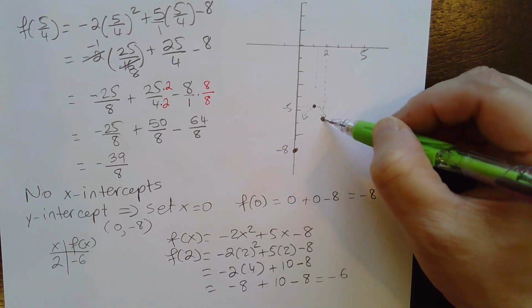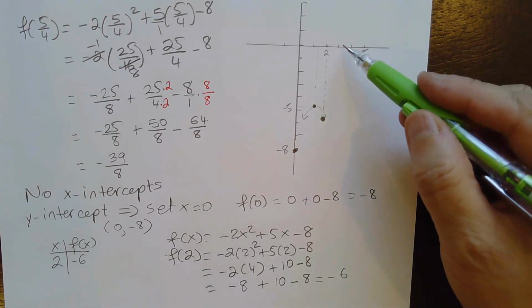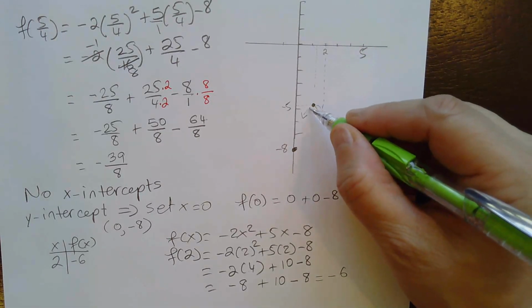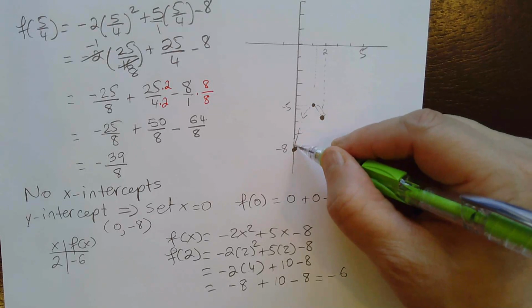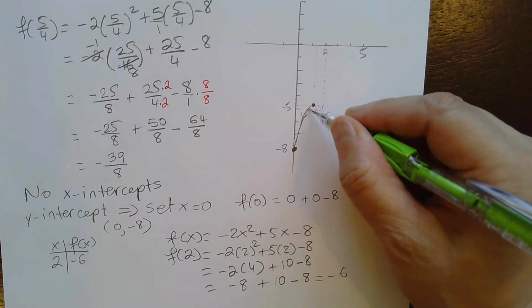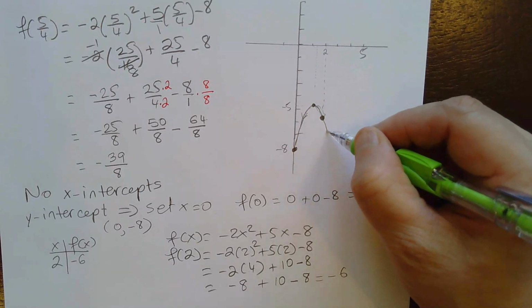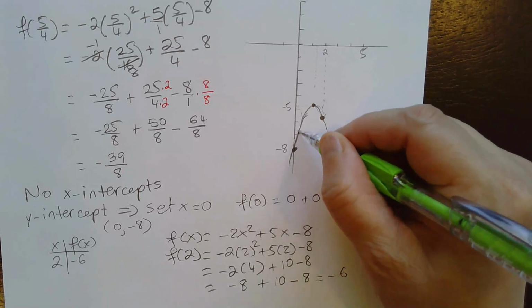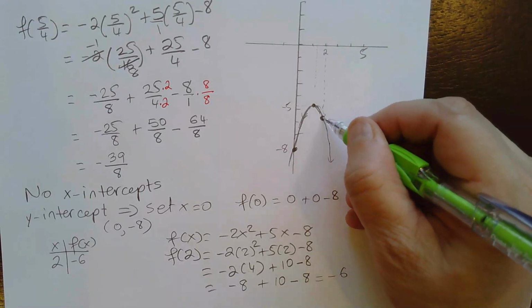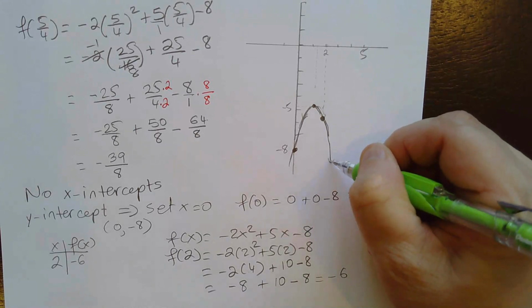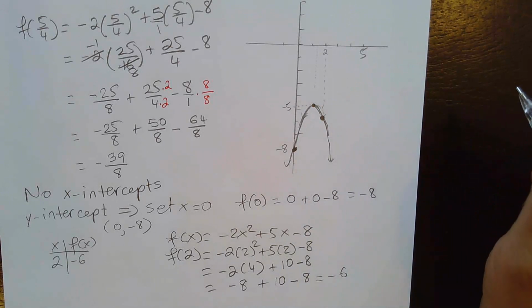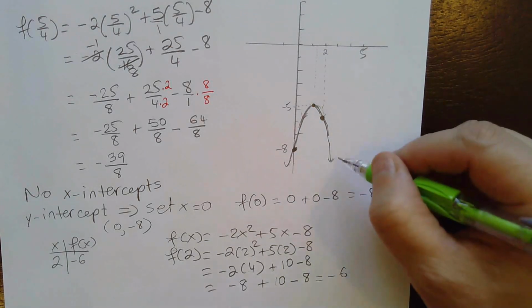Now, you may want to choose other points. You may want to choose when x is 3, but I think this is enough. We can go ahead and graph the parabola. I'll try to graph it as well as I can. So here is your parabola, opening downward, and here is the maximum value, which is negative 4.875.